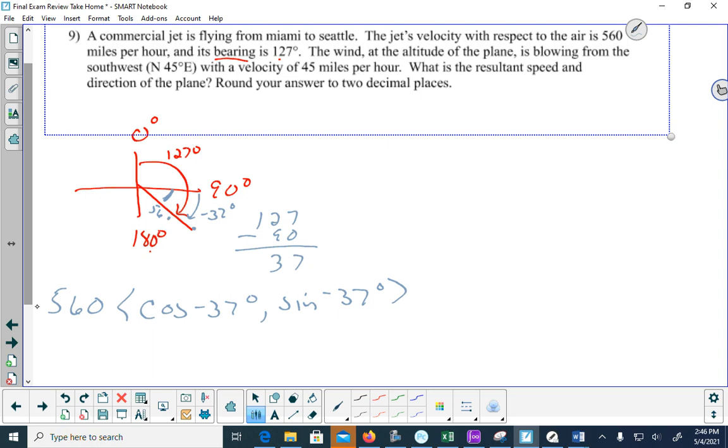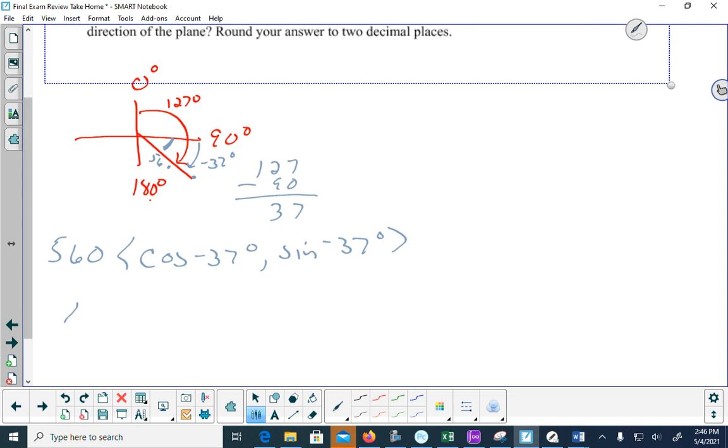And when I do that, I am going to get 447.24, negative 337.02. So that is going to be for my plane. And now it tells me, I'm going to read the rest of the problem.